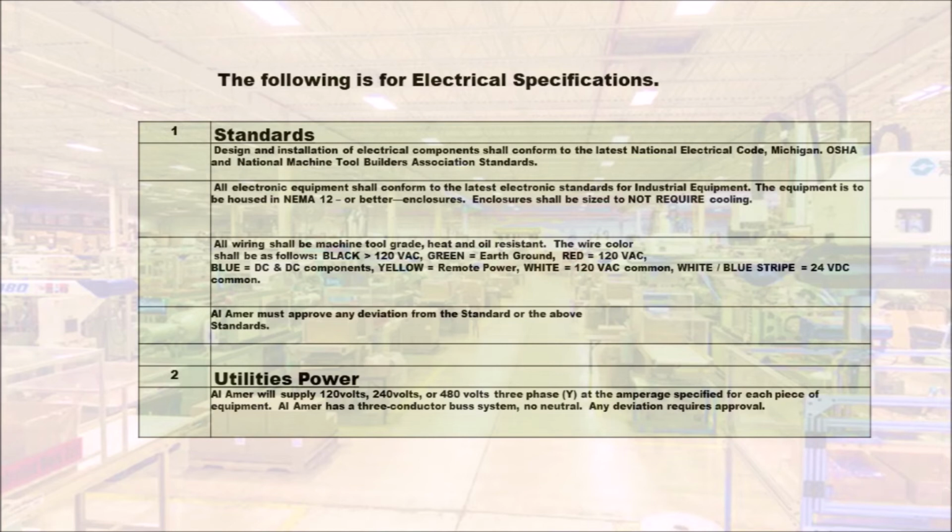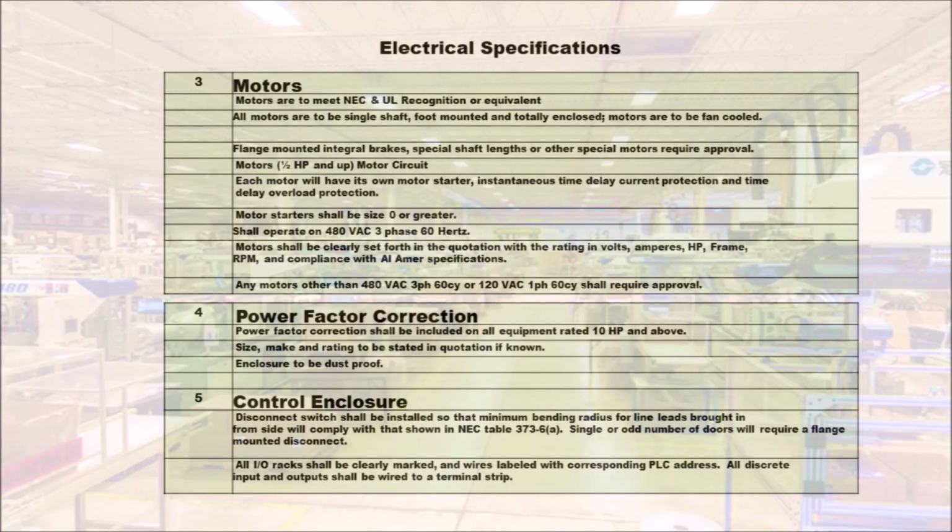Utilities power. Amer will supply 120 volts, 240 volts, or 480 volts 3-phase, Y, at the amperage specified for each piece of equipment. Amer has a 3-conductor bus system, no neutral. Any deviation requires approval. Motors are to meet National Electrical Code and UL recognition or equivalent. All motors are to be single shaft, foot-mounted and totally enclosed. Motors are to be fan-cooled.